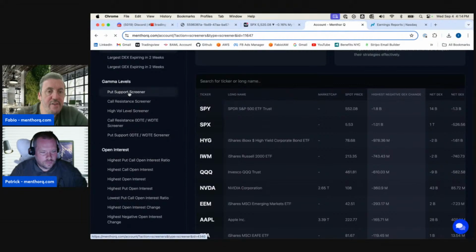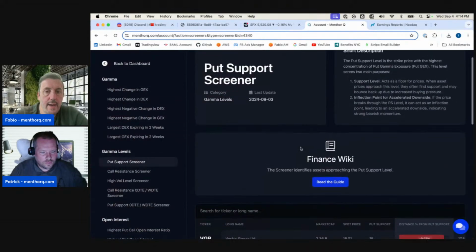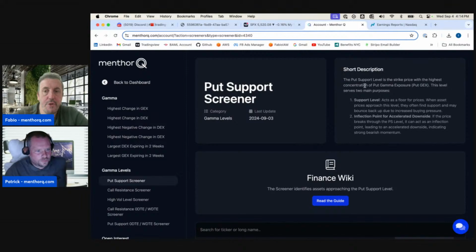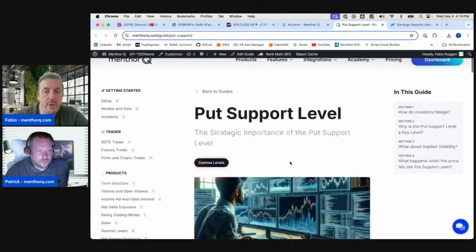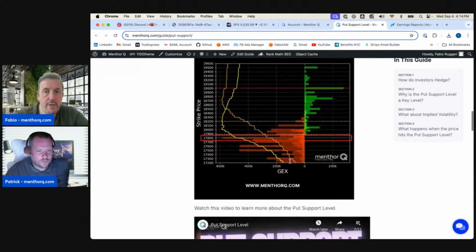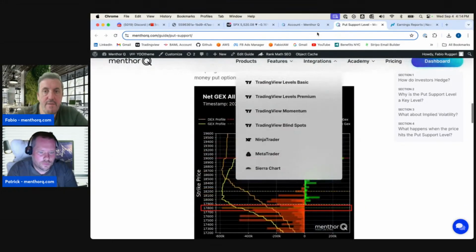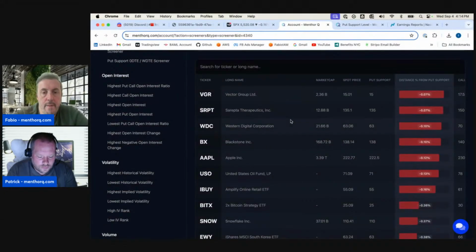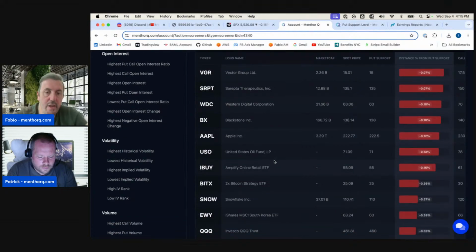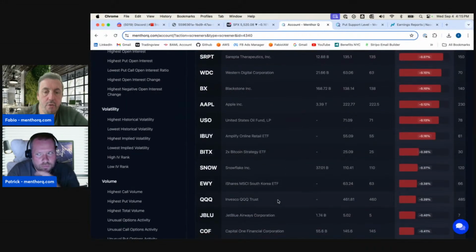Another very interesting one is the gamma levels. Again, they will tell you here, in a short description, what the put support screener does. You have a link to the guide. If you don't know what the put support level is, you can click here and access all the information about the put support videos. So everything is available to you here, very easy. And then here we see, for example, in this case, Apple is approaching put support, right? What could that mean? Is there going to be an inflection point? Is it going to be a bounce back? We have SNOW here. We have QQQ, right?